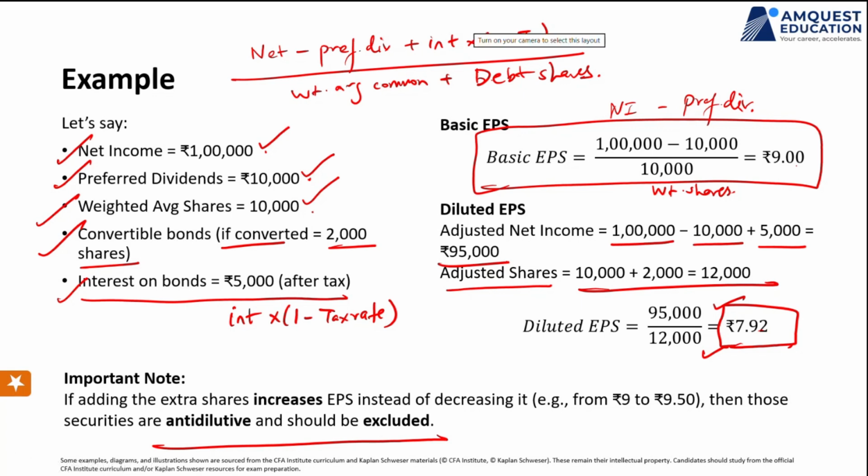So every time the question may throw a different set of numbers or data points for you. If there was a preferred shareholder, we would have made adjustments for preferred shares also.